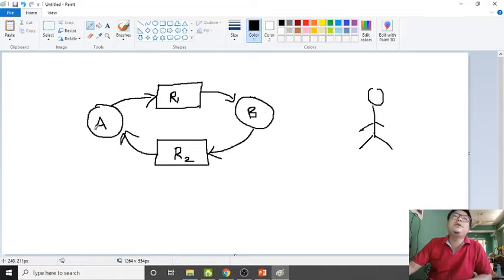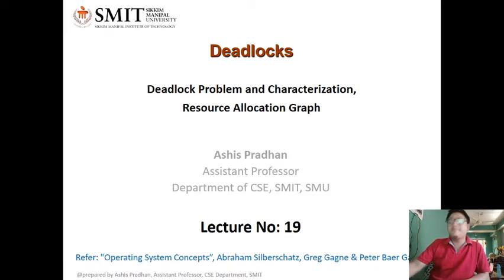And to complete the execution of processes A and B, R1 and R2, both of them are not free at the same time. One is held, one is requesting. Okay? So each one of these is allocated to different resources. So both A and B cannot do the task. So this situation is known as a deadlock situation. Okay, so we'll move back to the slide.